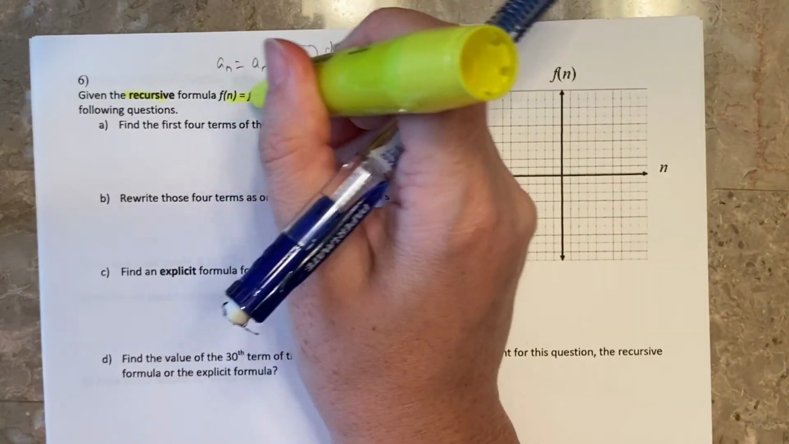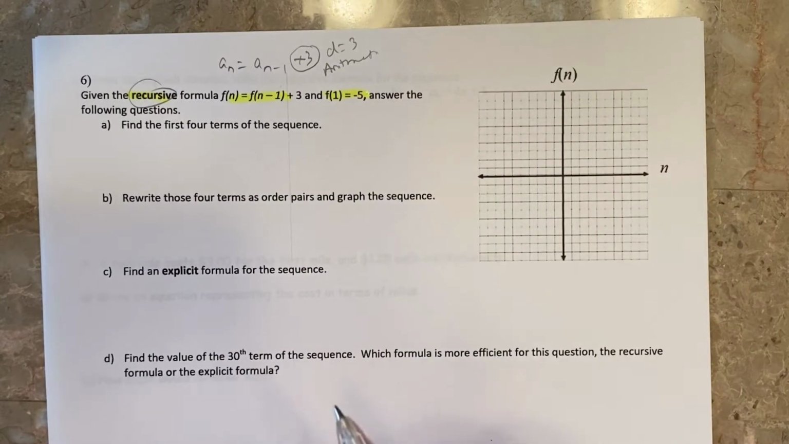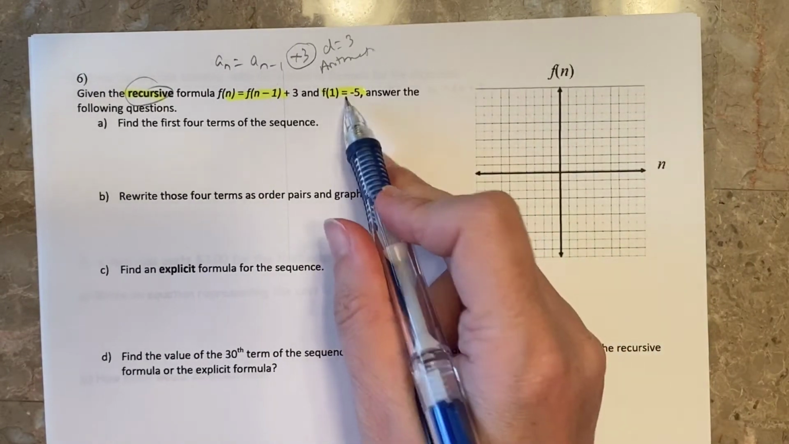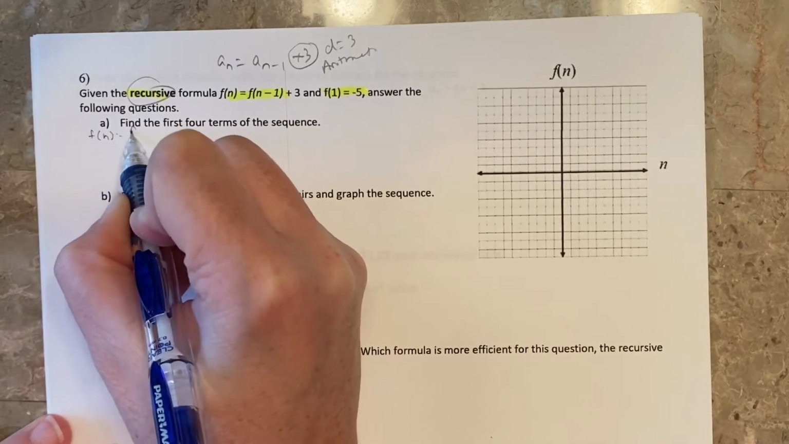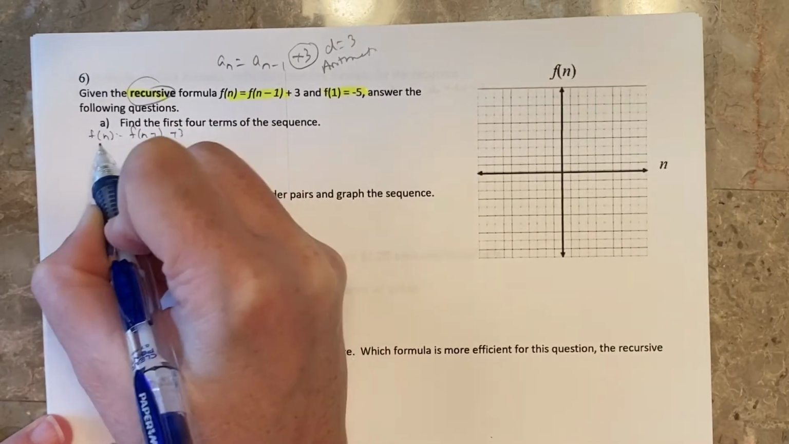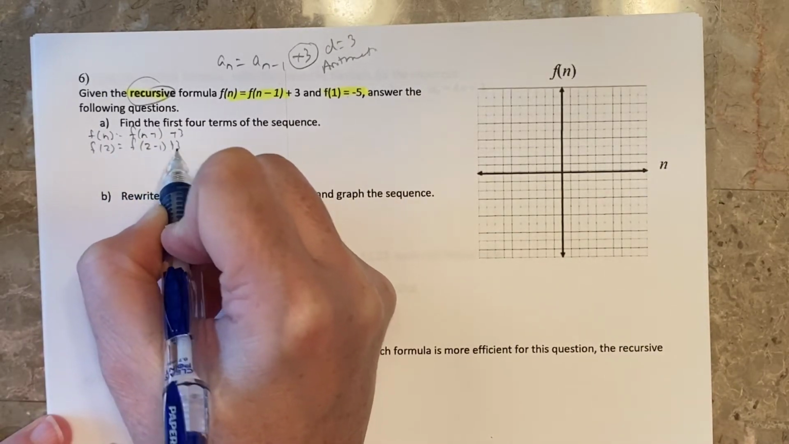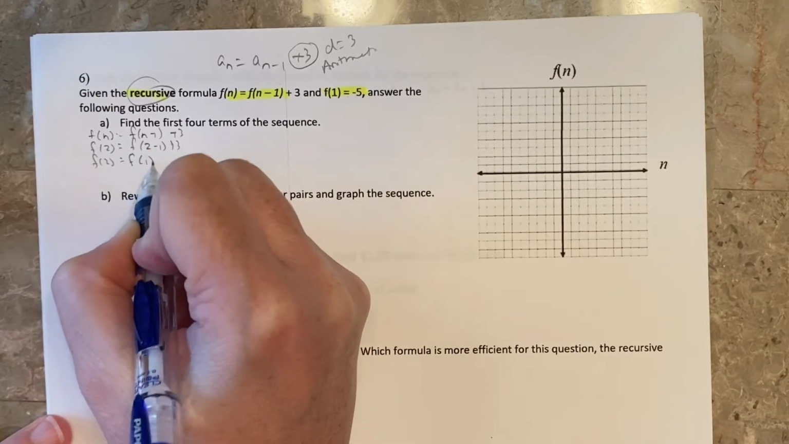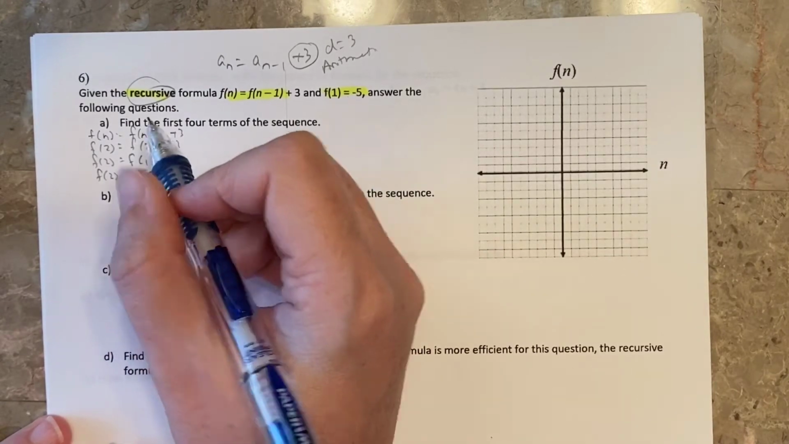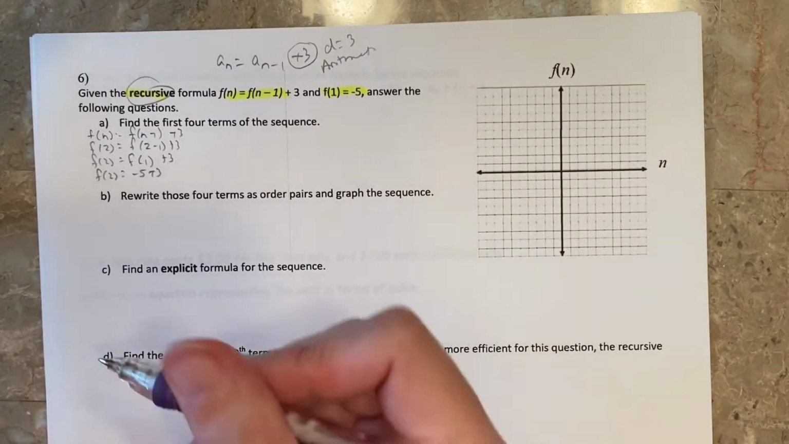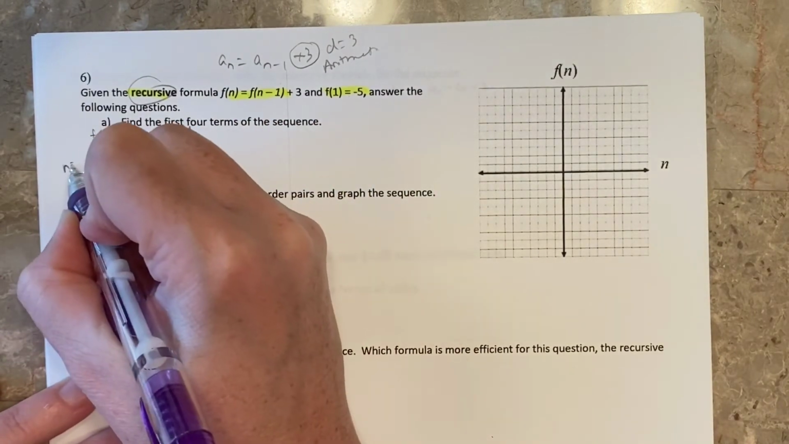So we have our formula, and we know that this is recursive. Find the first 4 terms of the sequence. We already have the first one. For the second one, we have f of n equals f of n minus 1 plus 3, and f of 2 equals f of 2 minus 1, which is f of 1, plus 3. F of 1 is negative 5, and then f of 2 equals negative 2. Okay, so that's where n is 2.